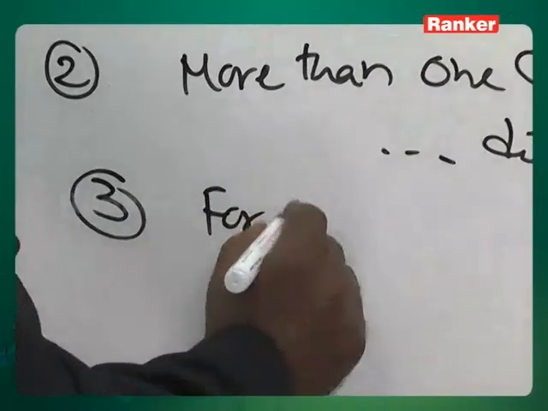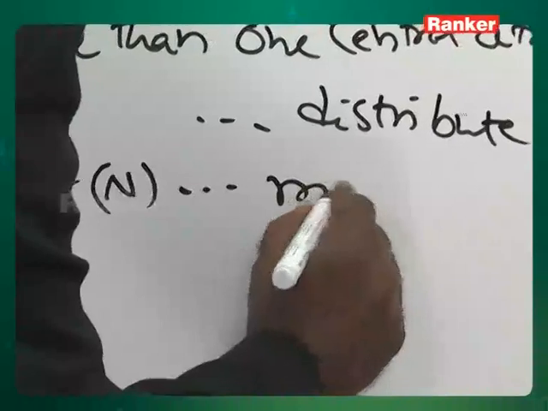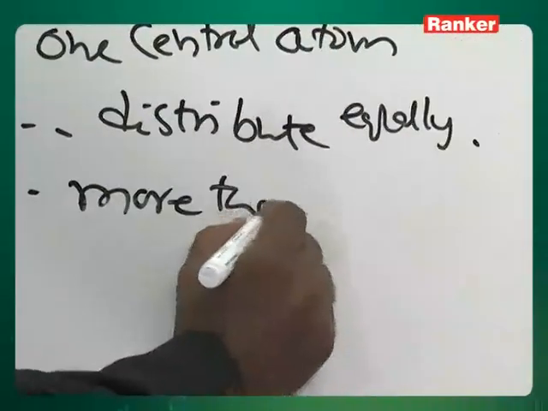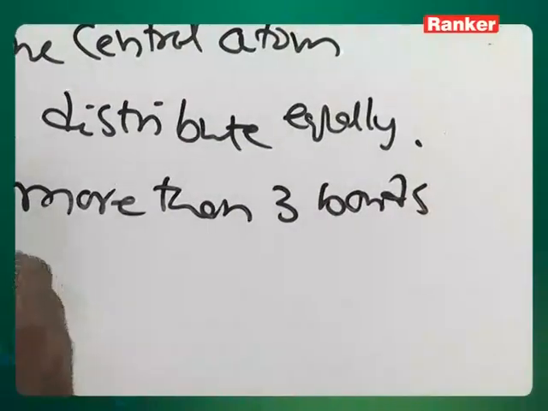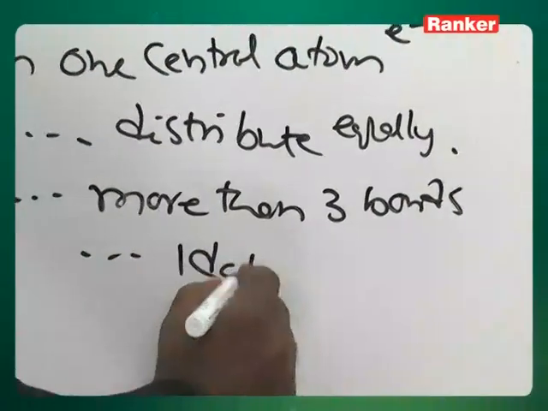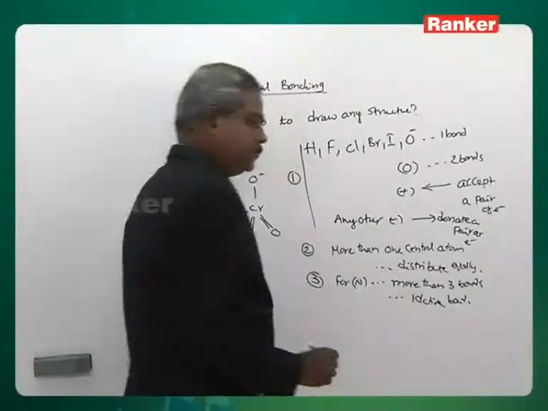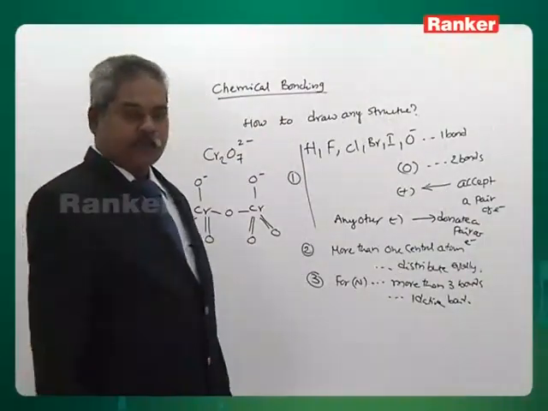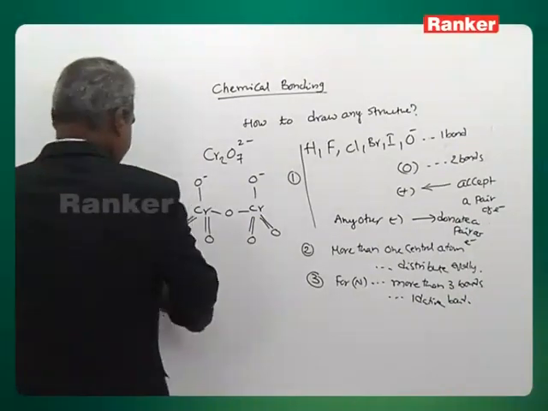For nitrogen, suppose you have more than 3 bonds. You need to have one dative bond. For nitrogen, more than 3 bonds, one of the bonds should be a dative bond. I tell you what.